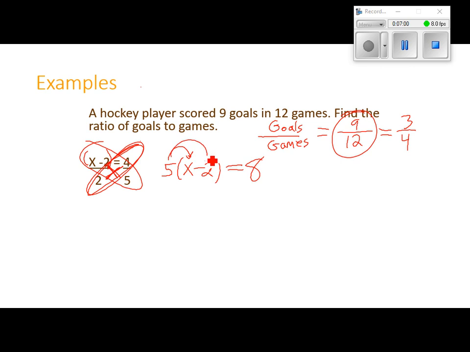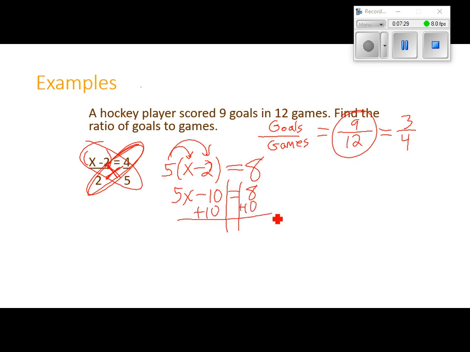Distribute. What's 5 times x give you? 5x. 5 times a negative 2. Negative 10 equals 8. What do we do first to start to solve that? A lot of our proportions won't be this difficult, won't have more than just a couple of steps, but this one, just to show you how to do these kind. Add 10 to both sides.